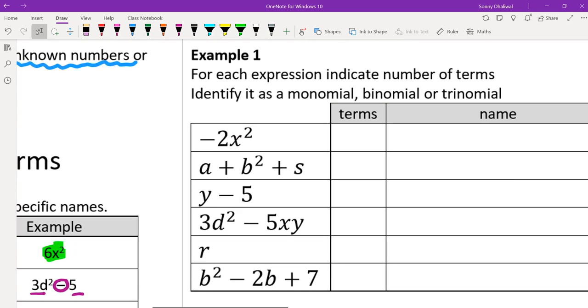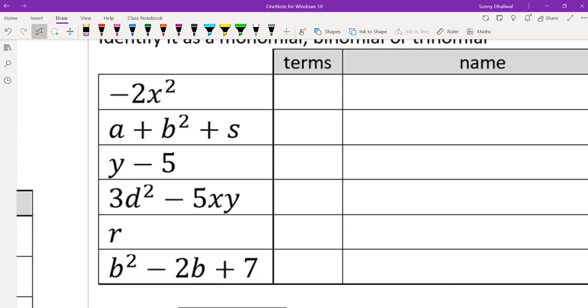Example 1. Let's go down the left column where it says terms and count the terms, then we can name them. So looking at the first expression, how many terms are there? 1. Okay. Second expression, we circle the plus, and then we have 3. You guys got this? How many terms are in the third one? 2. We circle this.